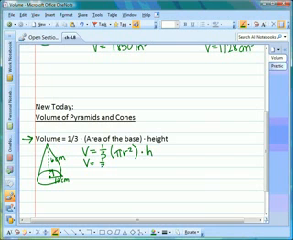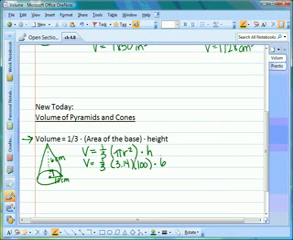Volume equals 1/3. Pi is 3.14. Radius, if we look over here, is 10. 10 squared is 100. And then we're going to multiply times the height, which is 6.